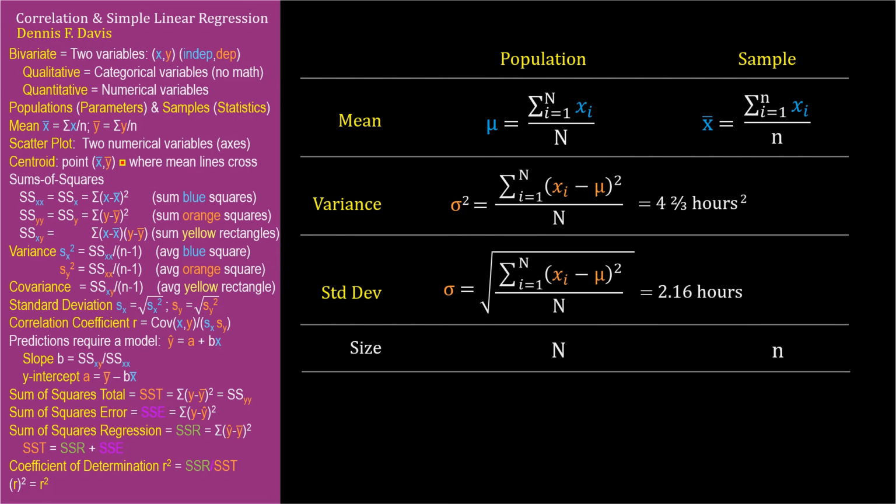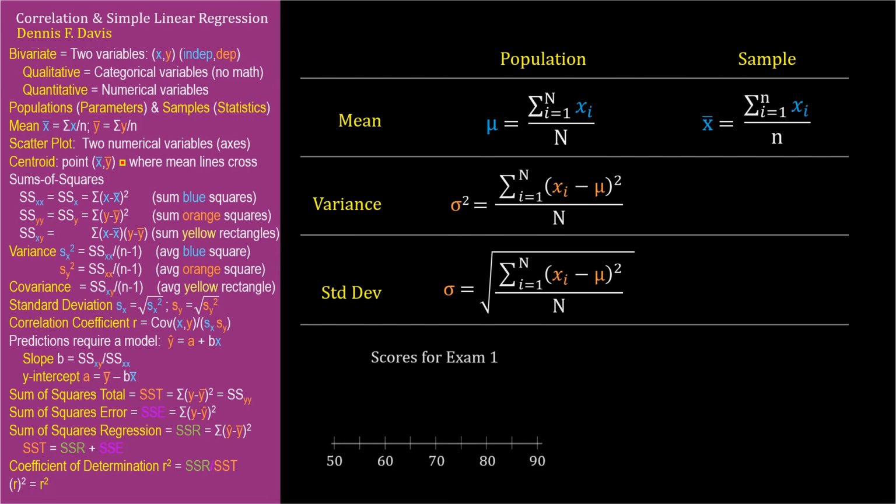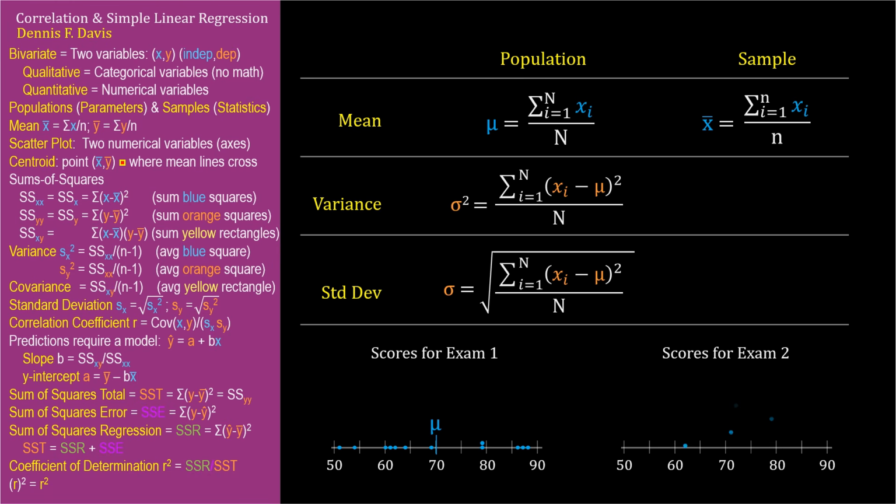Let me illustrate relative variances. Suppose our population was 12 exam scores for a tough exam, the first exam of the semester. 12 is kind of a small population, but we're just illustrating concepts. Also, it's just one variable, so the display is a dot plot instead of a scatter plot. Here are the scores, and their mean mu is 70. Now, here are the 12 scores for the second exam.